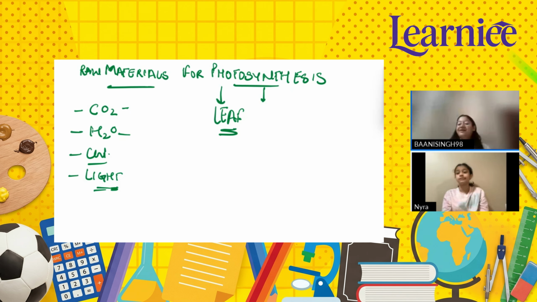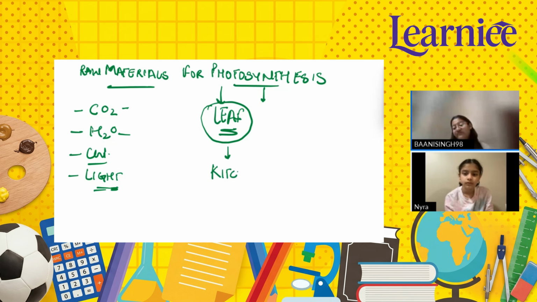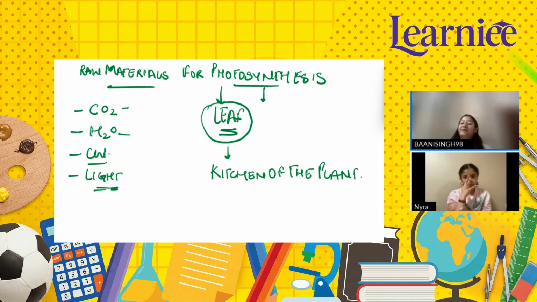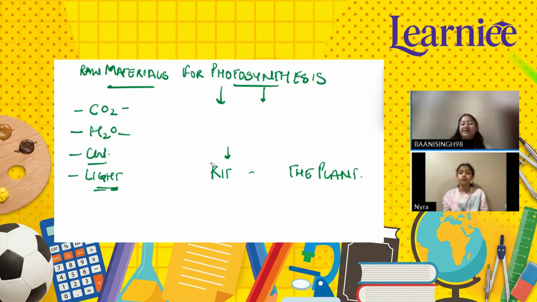Because photosynthesis is a process of making food that takes place in the leaf, leaves are considered to be the kitchen of the plant. Got it?